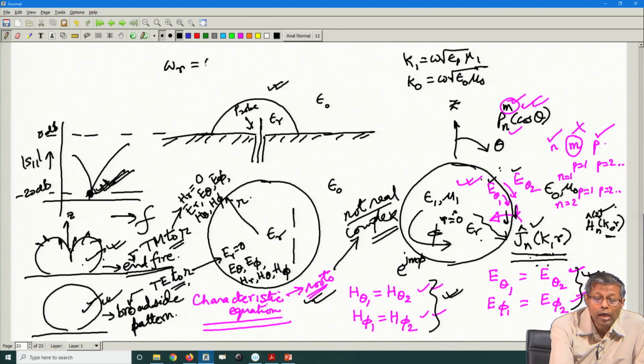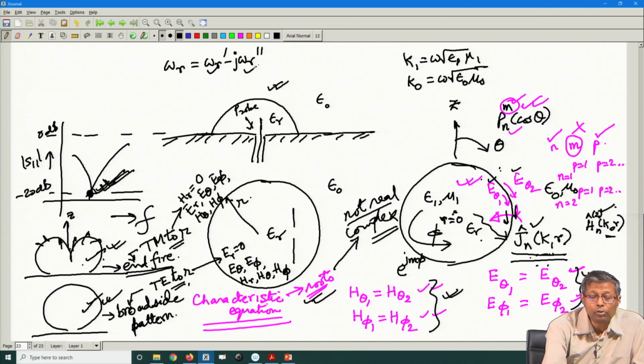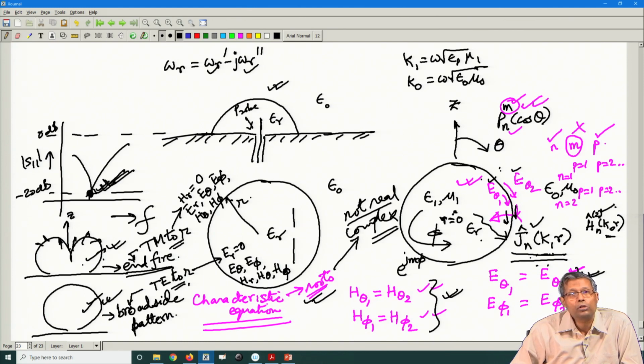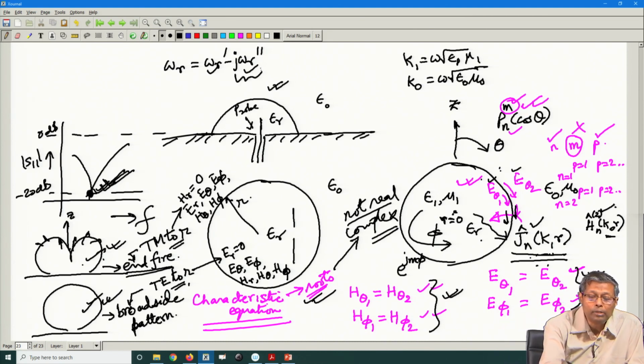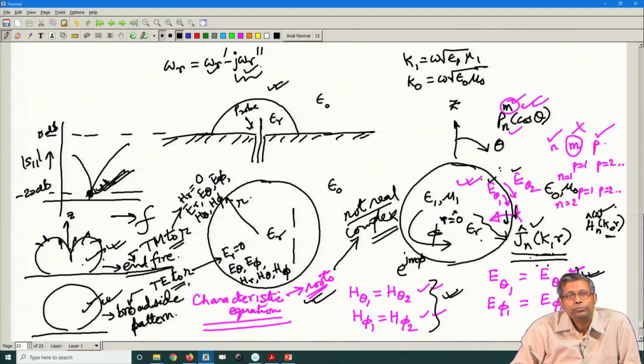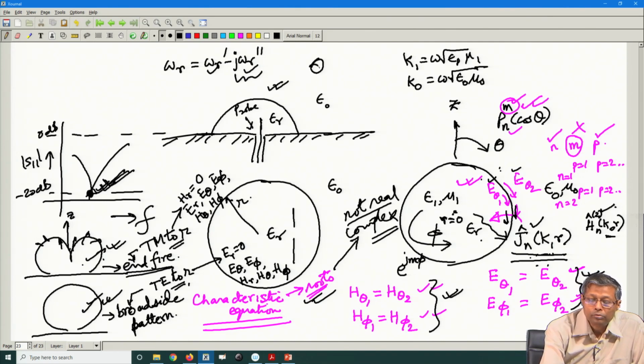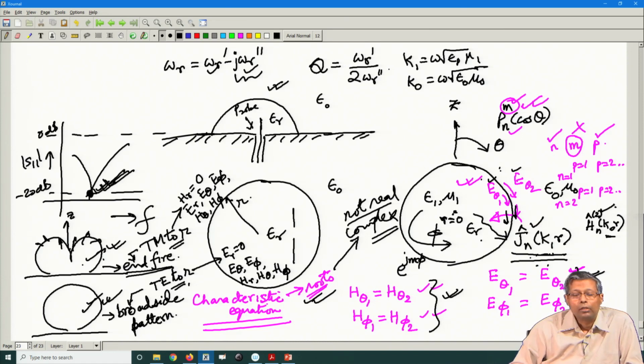qualify these roots as omega r, I will write this as omega r prime plus j omega r double prime. So, this is the real part of the resonance frequency and this is the imaginary part of the resonance frequency. You have to also understand that any structure which will radiate will have an imaginary part of the resonance frequency. Not only that, the quality factor of the antenna will be given by omega r prime by 2 omega r double prime, the real part of the resonance by twice the imaginary part of the resonance.